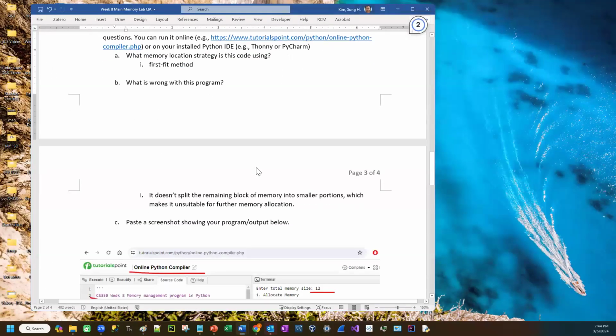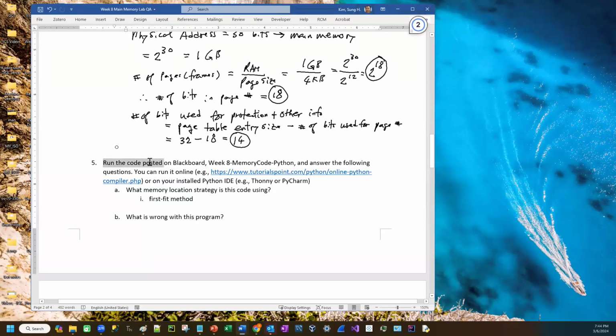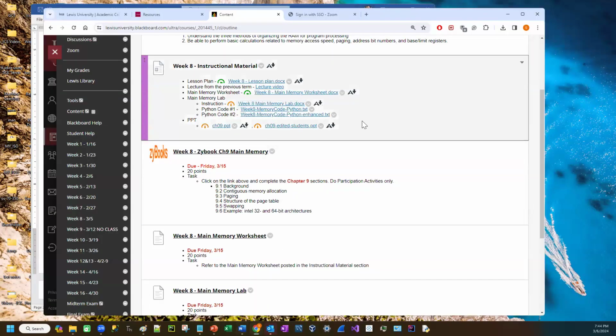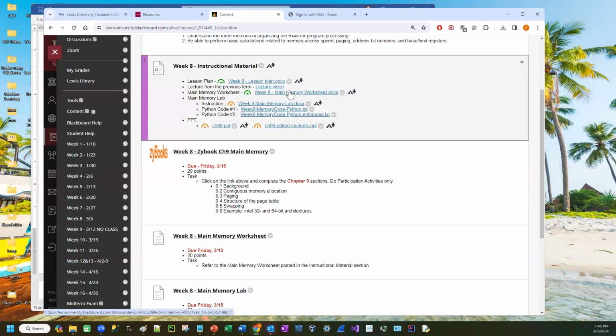So the next 2, number 5 and 6, is basically asking you to run the code posted on the Blackboard. Okay, so where is it? Let's go back to the Blackboard here. So I gave you 2 codes here. They're both Python programs because I didn't want you to get into trouble of running and compiling C in the virtual machine, because some people are still having issues, but whatever. So all you have to do is just click on one of them.